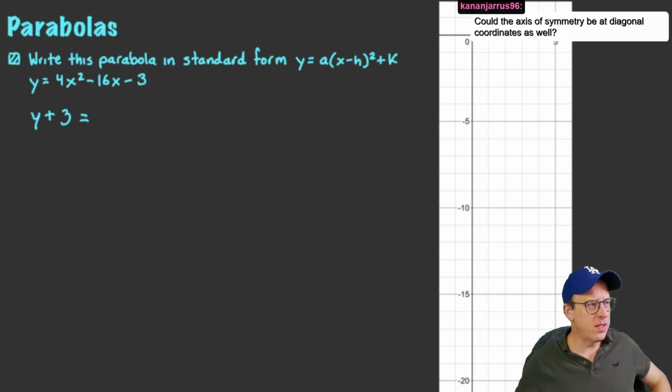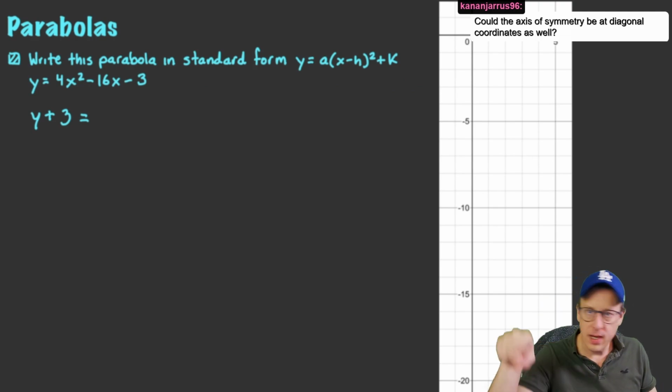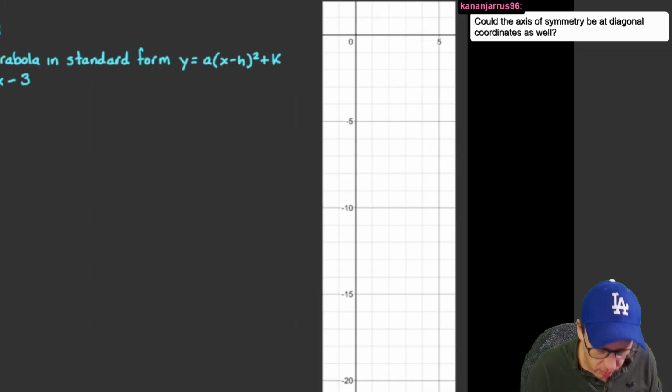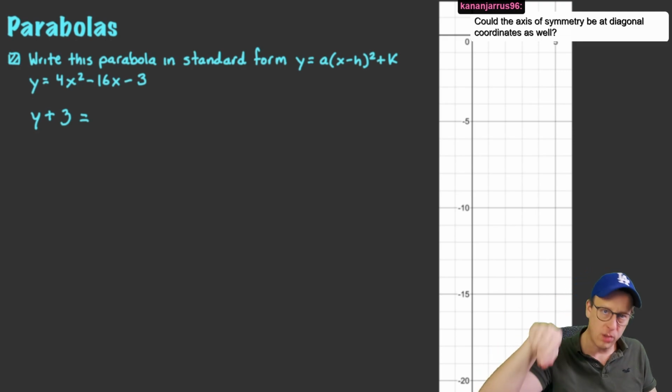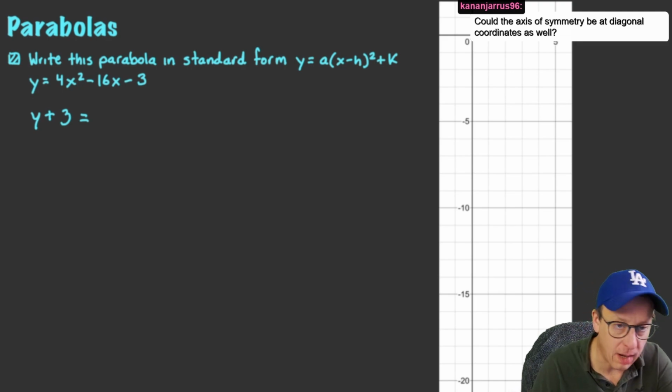The axis of symmetry, could it be a diagonal? Yes, parabolas are going to be able to go in any direction. I'll cover that soon. You're going to be able to have a parabola go like this, like this, like this, or like this. I'll cover that here in a couple of slides.